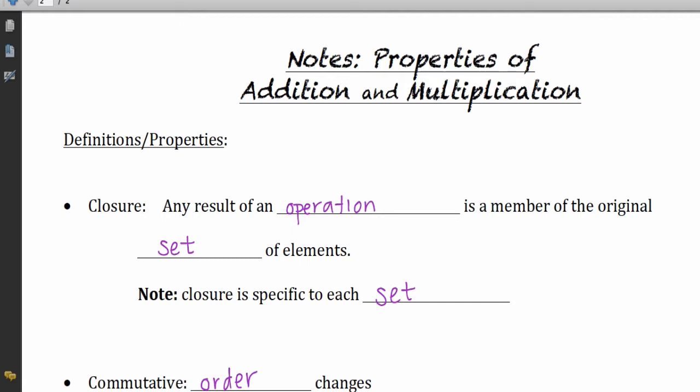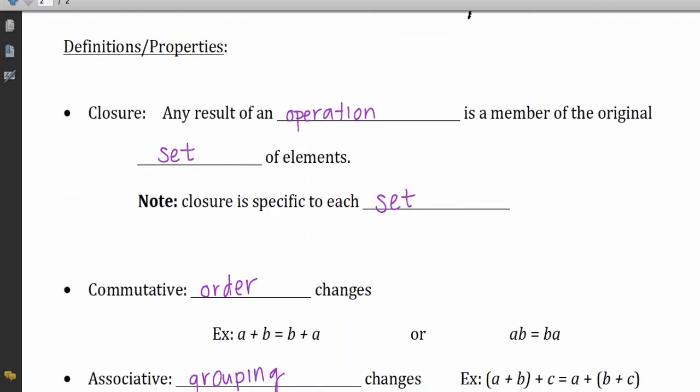Something that would not be closed, we would say that subtraction is not closed under the natural numbers, because if I did 2 minus 7, I would get -5, and -5 is not a member of the natural numbers because it's not a counting number. So hopefully that explains a little bit what closure is.